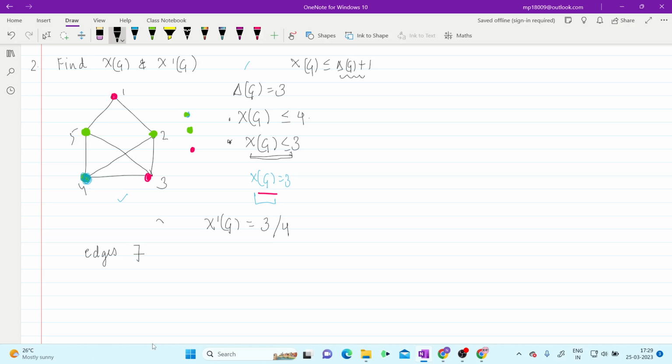Okay, so we have 7 edges, and one color can be used for 2 edges. So we will need at least 4 colors. Yes, 4 colors will be required. So we see that the chromatic index will also be 4. And if we want to color it, basically if I give purple, so these will be the 4 colors.